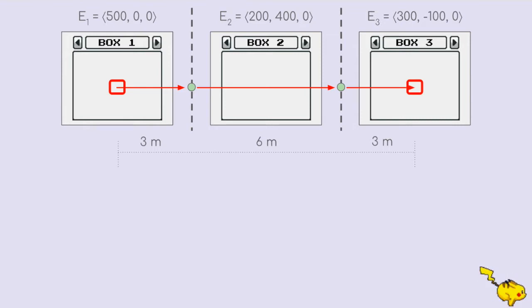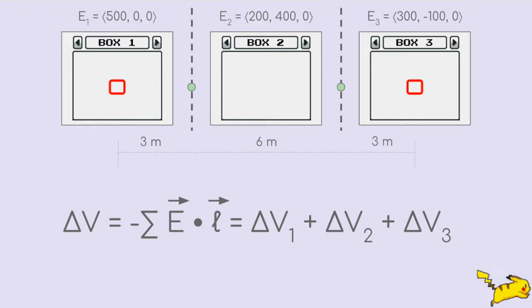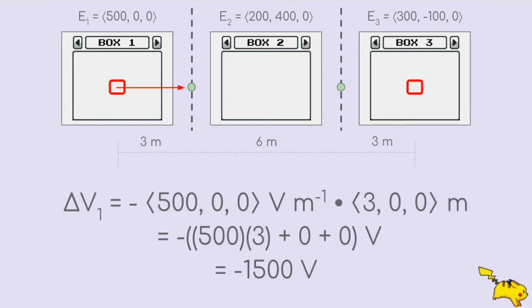distance between those fields. Now we can move on to calculating the electric potential given by the equation delta V equals the negative sum of the electric fields, dotted with their respective displacements. For the first potential difference, we dot the first electric field by the displacement between the middle slot in box 1 and the barrier between boxes 1 and 2. So here, we have negative 500 volts per meter, dotted with 300 meters, which yields negative 1500 volts.